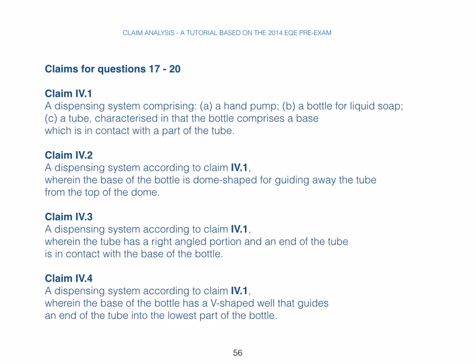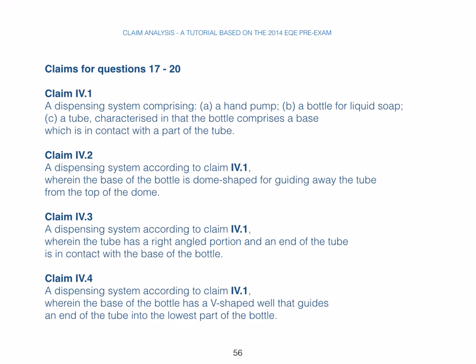Here we have claims for questions 17 to 20. It's claim Roman 4.1 to 4.4. Let's read through the claims, which we'll be dealing with over the next few questions. Roman 4.1, a dispensing system comprising A, a hand pump, B, a bottle for liquid soap, C, a tube, characterized in that the bottle comprises a base which is in contact with a part of the tube.